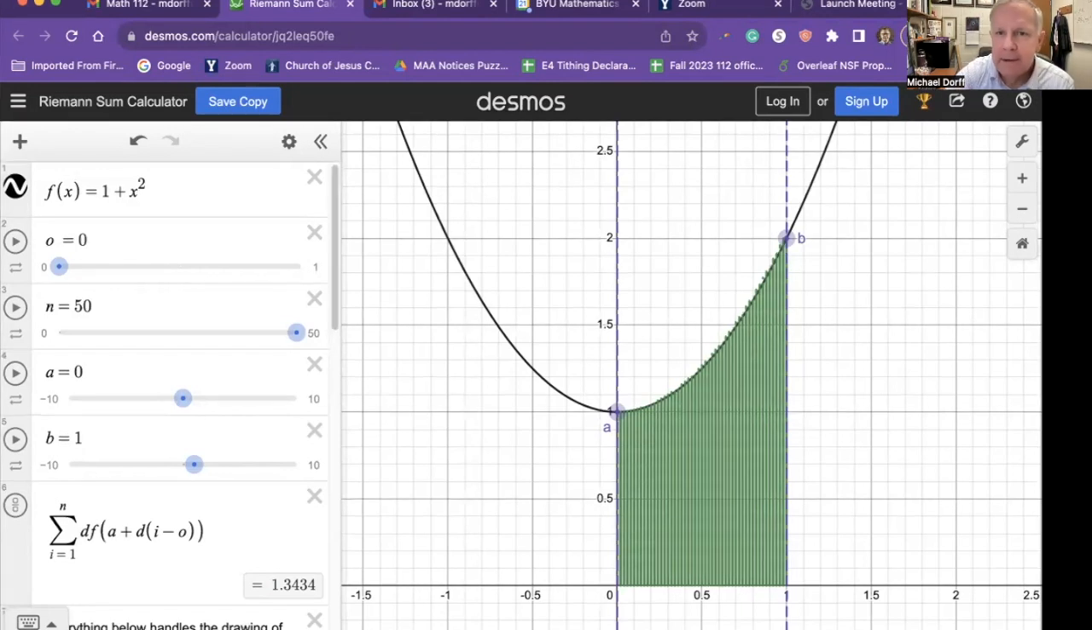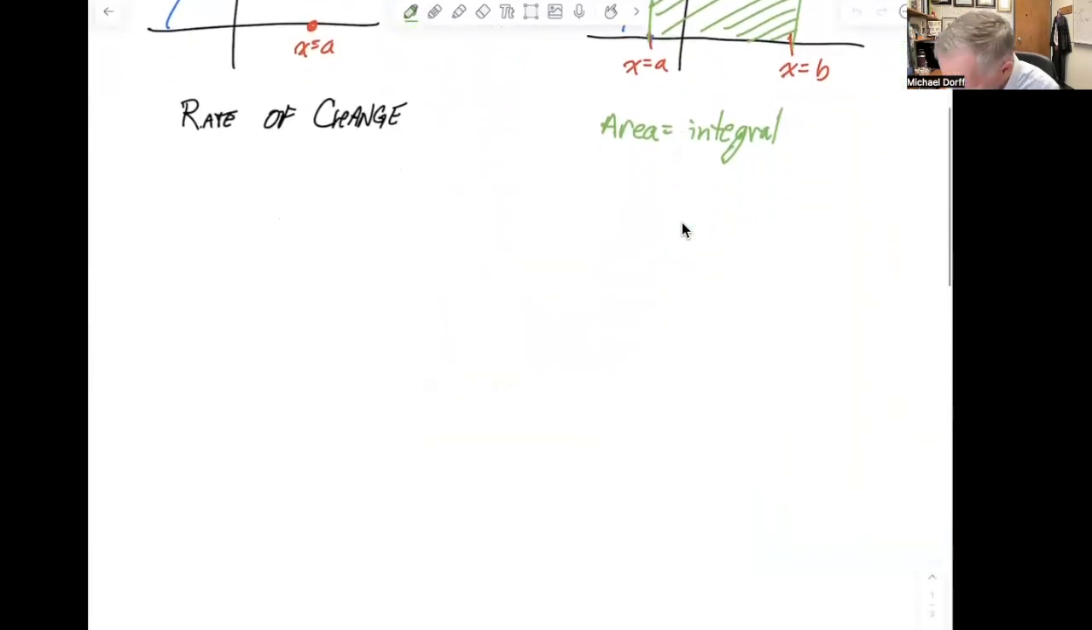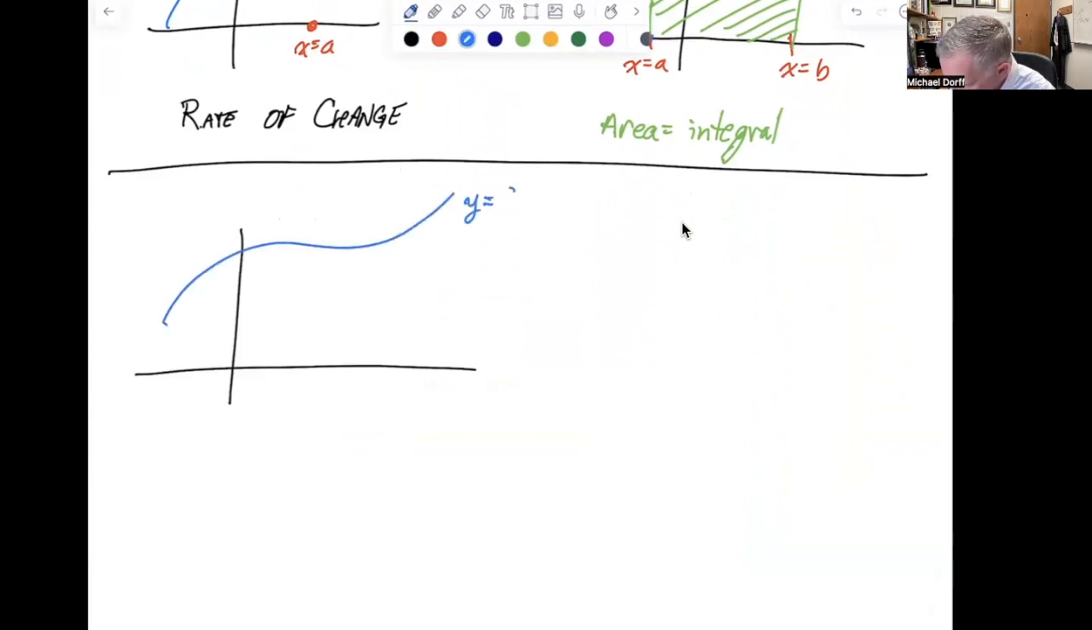Okay, so let's go back to my iPad here, and let's talk a little bit more about this. So again, what I'm going to be doing is I'm going to have the graph of a function, y equals f of x. I'm going to have an x value called a and an x value called b.